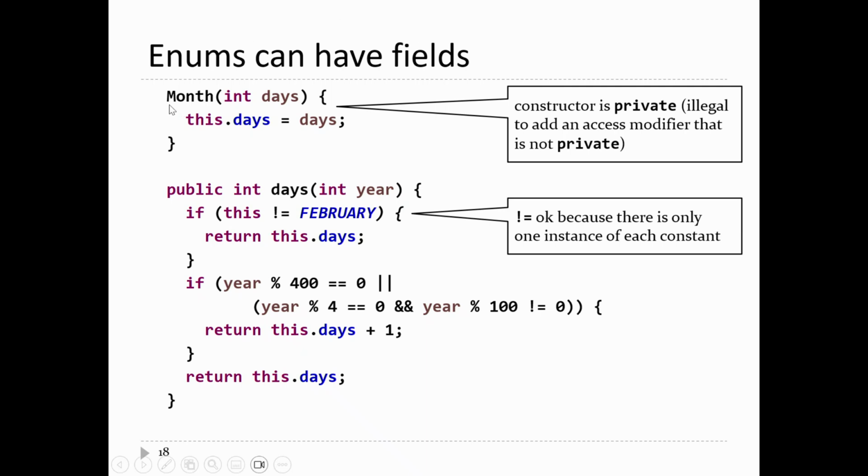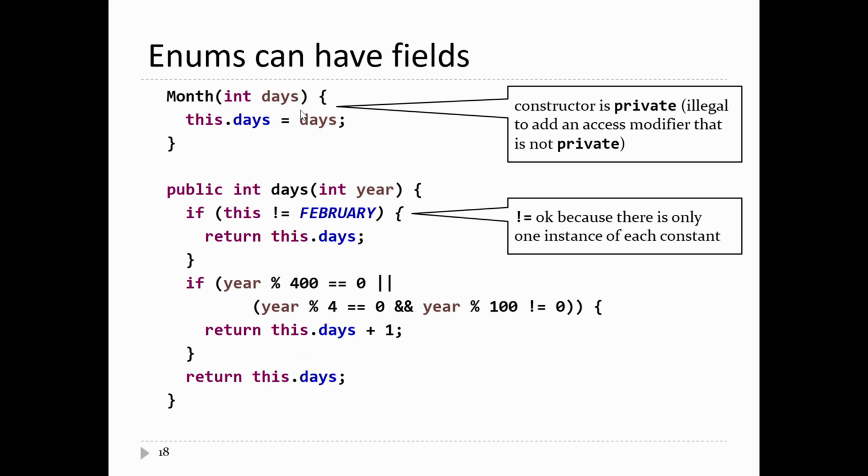So it doesn't matter what you mark. You can either mark this as being private, or you can leave the access modifier off. If you try to make it public, the compiler won't compile your code. So your constructors have to be private. So there's my constructor for month that takes in the number of days, and it simply assigns that number to days.